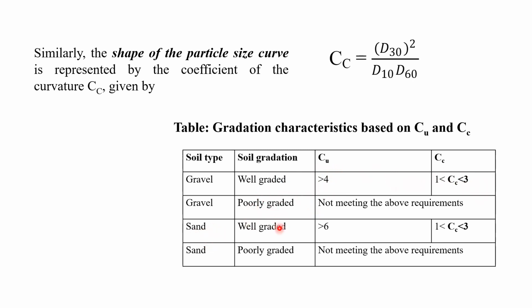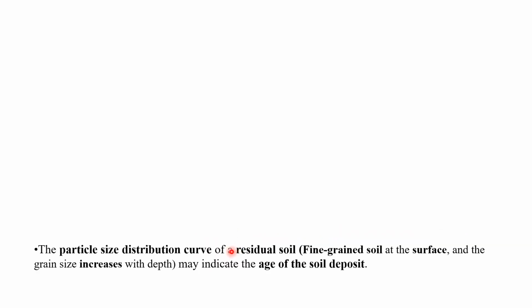Similarly, sand also comes under coarse grain soil. If the Cu value, the coefficient of uniformity D60 by D10, calculated from the graphs is greater than 6, and Cc by this formula is between 1 and 3, then we can say it is a well-graded sand. But if these conditions are not met, in that case we can say that the sand is poorly graded.